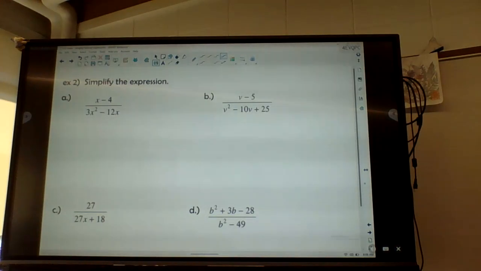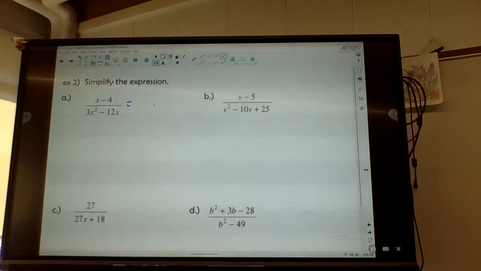So again, we want to simplify. And if you notice, at this point we really haven't grabbed our calculators much at all. Your calculator is not able to simplify this for you, so please don't try to put it in. Your calculator will just do some crazy things, and that won't be helpful in this case.